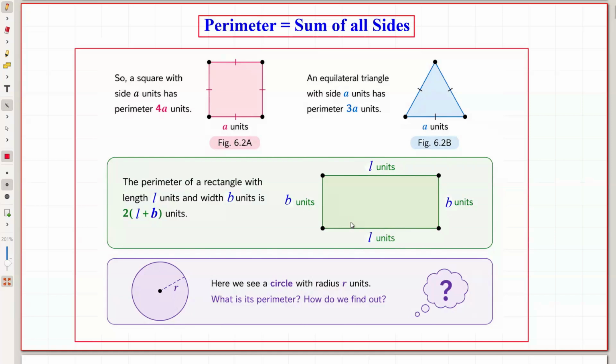It comes the same for a rectangle. In a rectangle, opposite sides are equal. So L plus B plus L plus B, that is 2 times L plus 2 times B. So the formula is 2 times (L plus B).